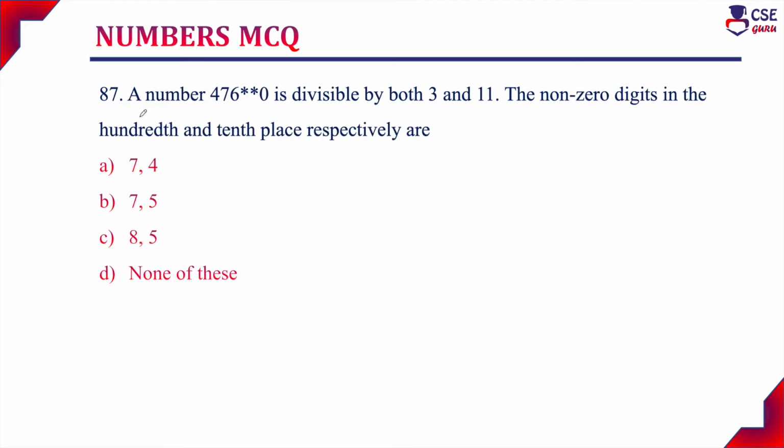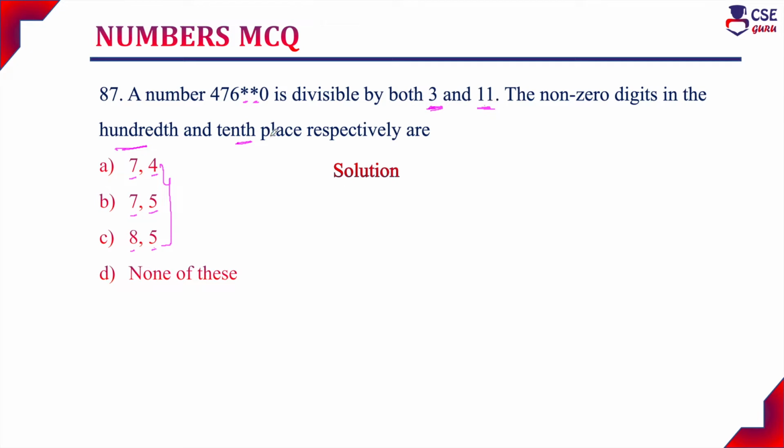Next, problem number 87. A number 476 star star 0 is divisible by both 3 as well as 11. The non-zero digits in the 100th place and 10th place respectively are: option A is 7, 4, option B is 7, 5, option C is 8, 5. Here, instead of these two stars, we will replace these values, that is option A, option B and option C. Then we will check whether that number is divisible by 3 as well as 11.